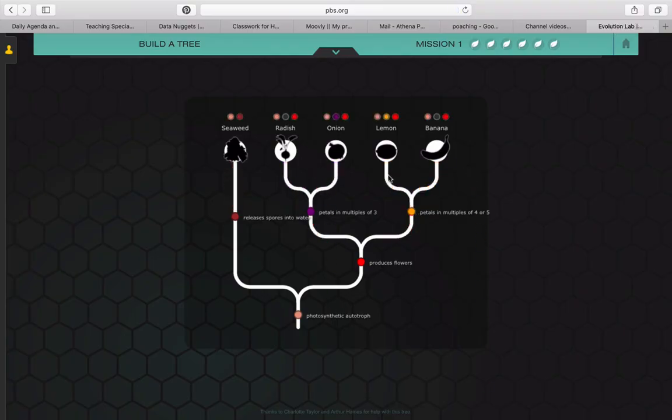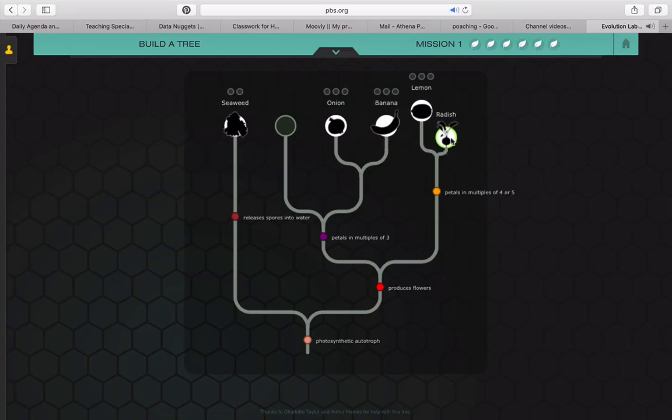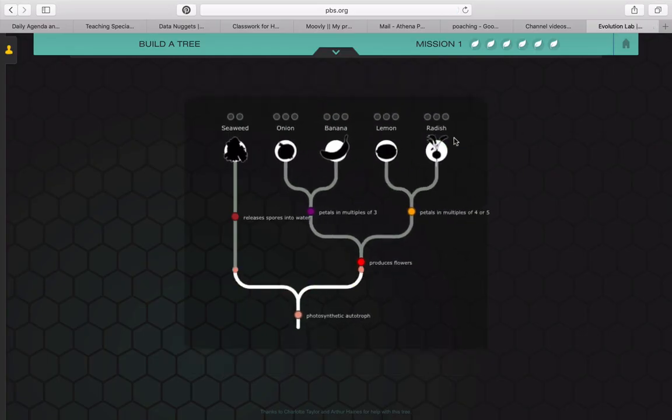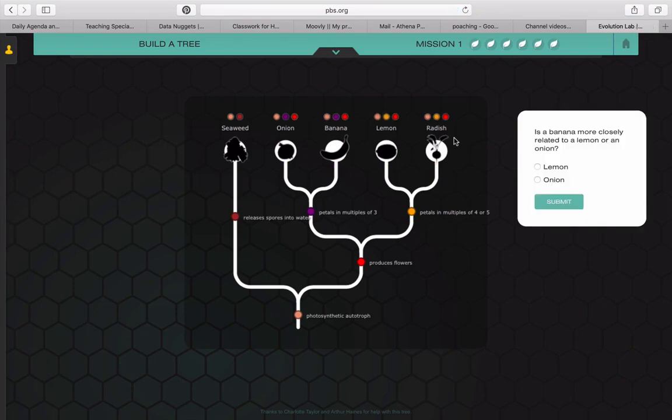Okay. So this works for petals of 4 or 5 for the lemon, petals of 3 work for the onion, but doesn't work for the banana, doesn't work for the radish. So I'm going to switch them to show their differences in relatedness. I'm going to move the banana with the onion, and I'm going to move the radish with the lemon. Let's see if that works. And there we go. Okay.